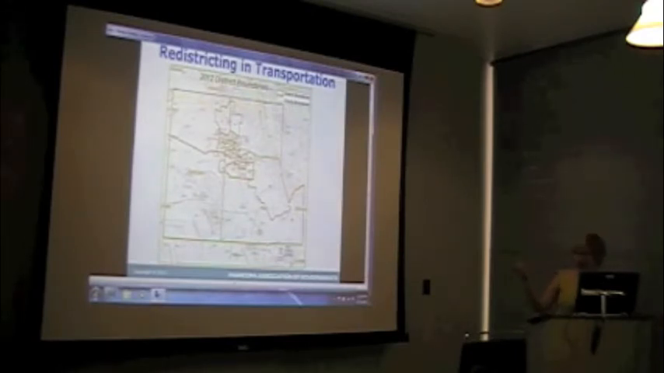For instance, we had to use those districts to figure out if there is a light rail between Tucson and Tempe, how much ridership it's going to cost. So if districts are not designed properly, you're going to make a wrong assessment.